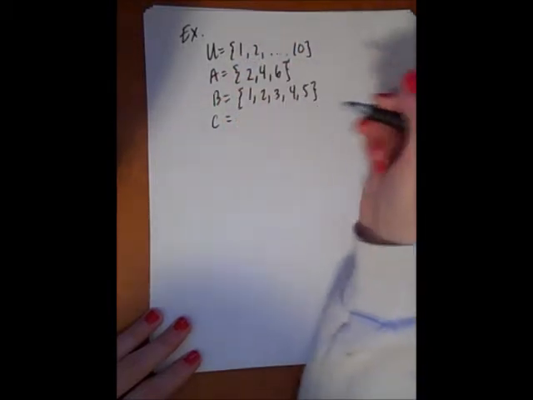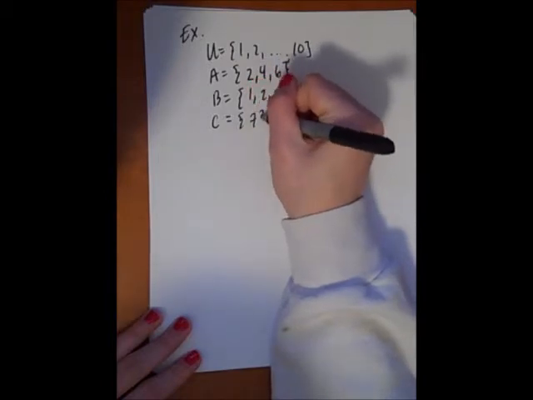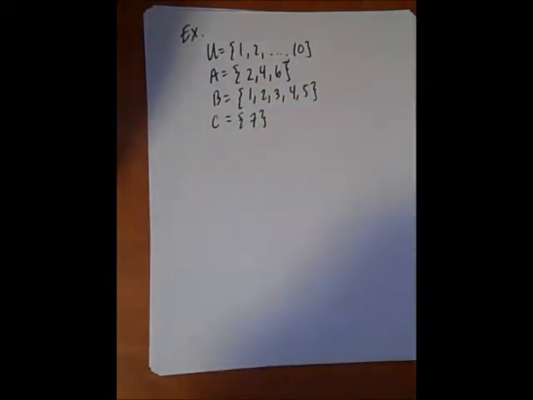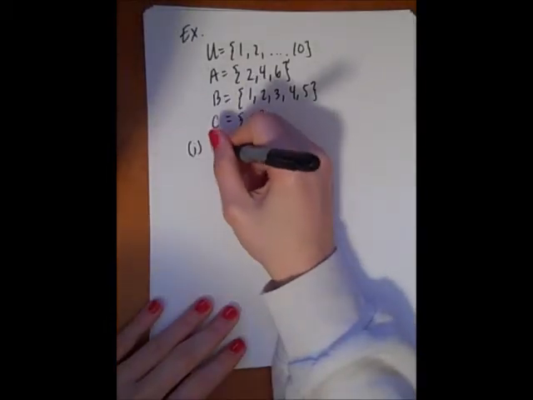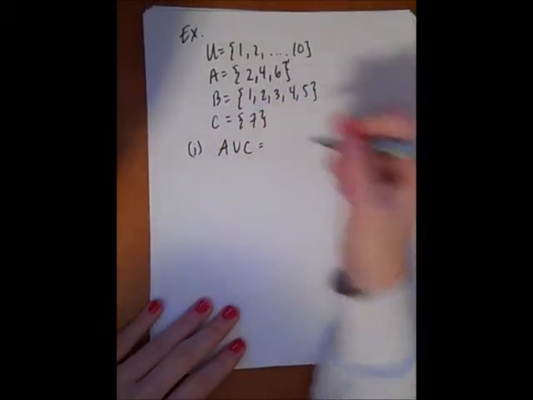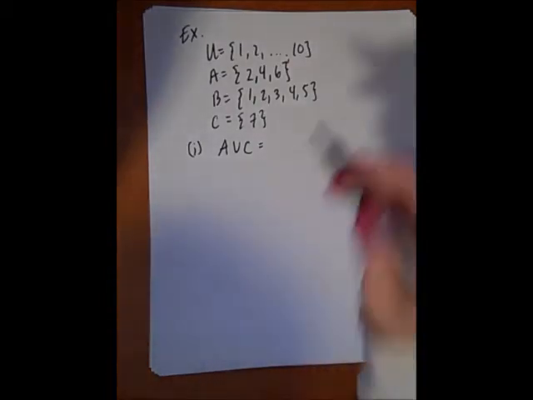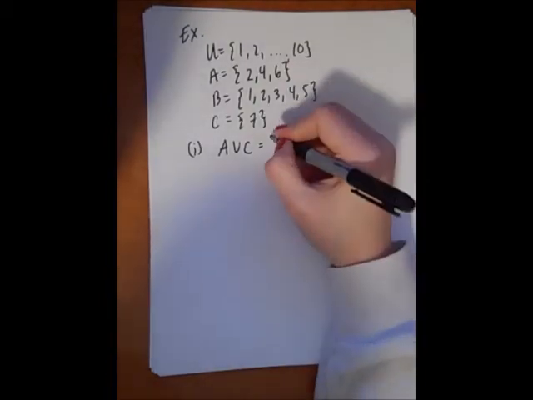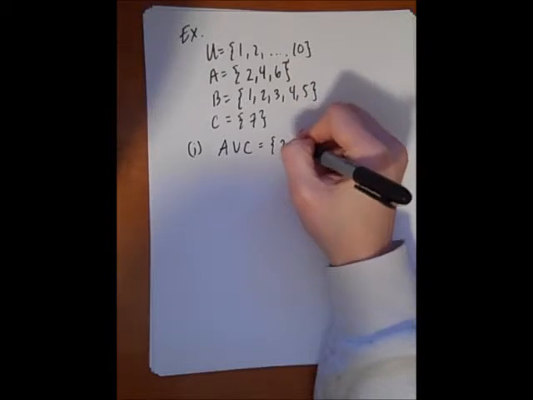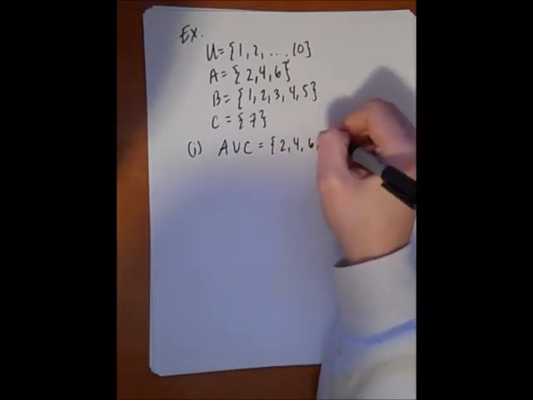And let's say that C is the number 7. C is the set containing the number 7. So let's do a couple examples of this. First off, what is A union with C? So A union with C means we're going to take these two sets and put them together. So I'll have 2, 4, 6, and 7.